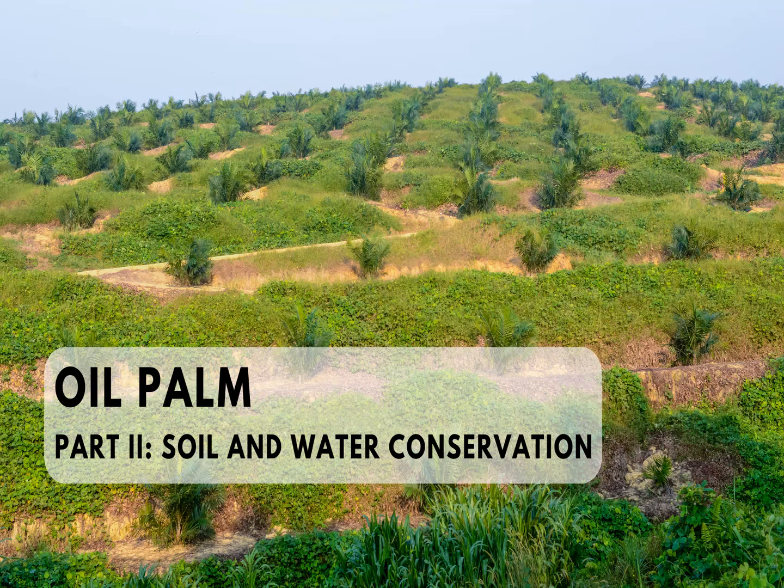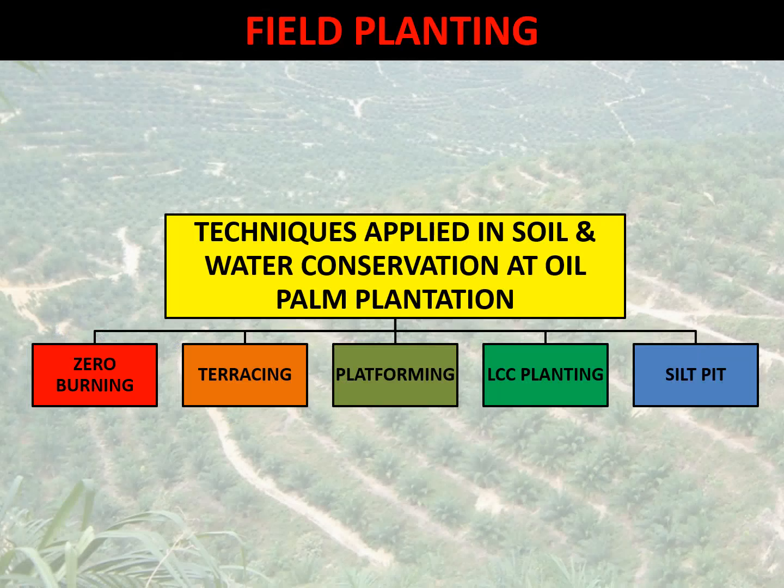Oil Palm Part 2: Soil and Water Conservation. In field planting of oil palm, there are several techniques applied in soil and water conservation in the oil palm plantation. There are zero burning, terracing, platforming, LCC planting, and silt pit.